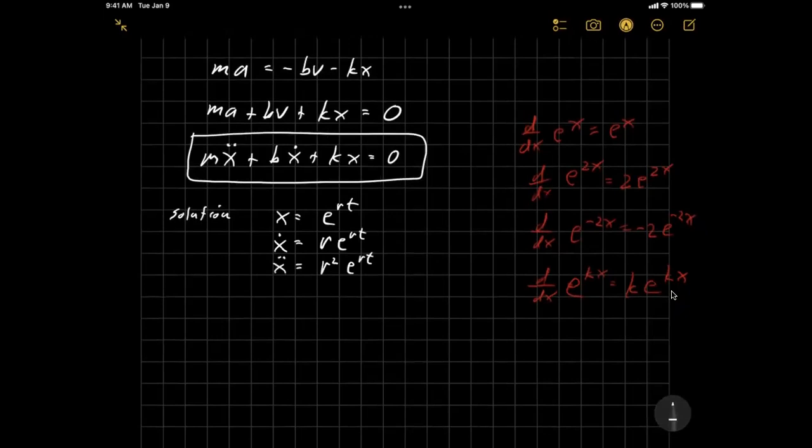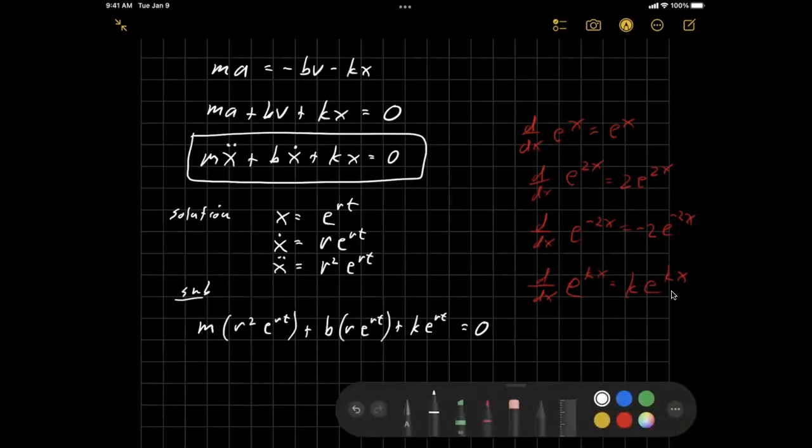Now, if that's our solution, we should substitute it into the equation and find when it will make it true. Okay, so if we substitute into the equation, we'll get m times r squared e to the rt plus b times r e to the rt plus k e to the rt equals 0.